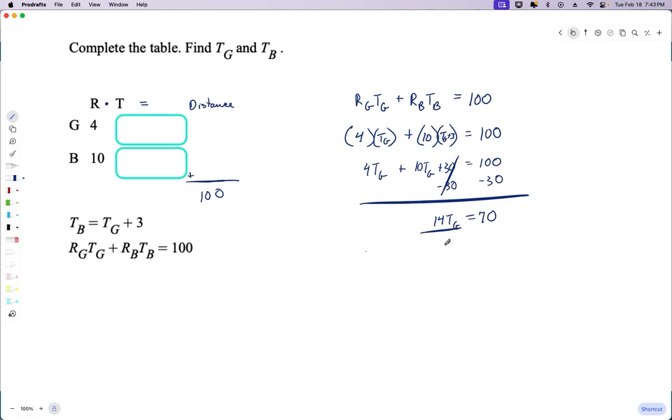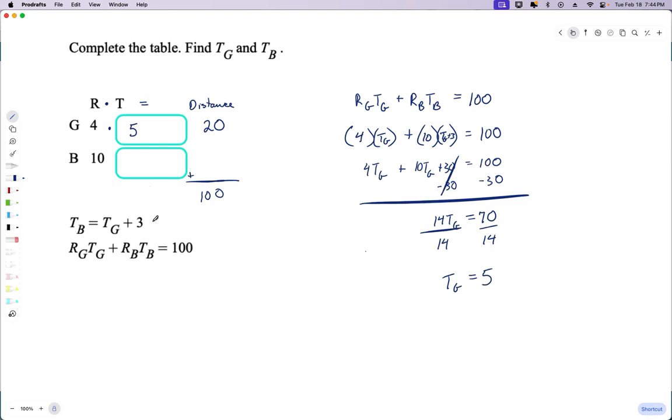If I divide both sides by 14, TG is going to be equal to 5. So TG is equal to 5. So 4 times 5 is equal to 20. So I know that the difference between 20 and 100 is 80. So this has to be 8, right?